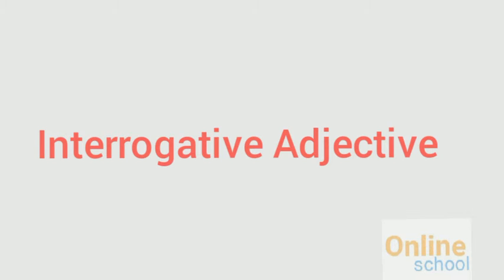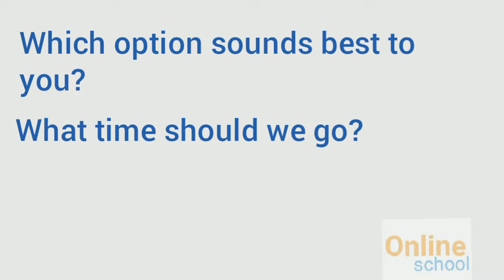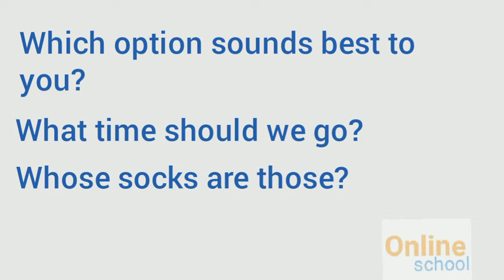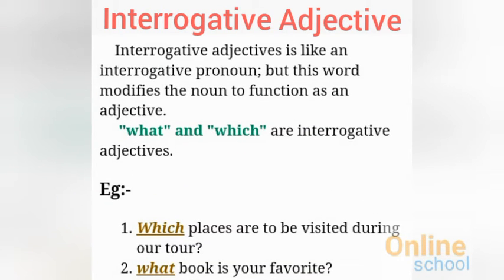Now let us discuss about interrogative adjectives. There are three interrogative adjectives: which, what, and whose. Like all other types of adjectives, interrogative adjectives modify nouns. As you probably know, all three of these words are used to ask questions. Which option sounds best to you? What time should we go? Whose socks are those?